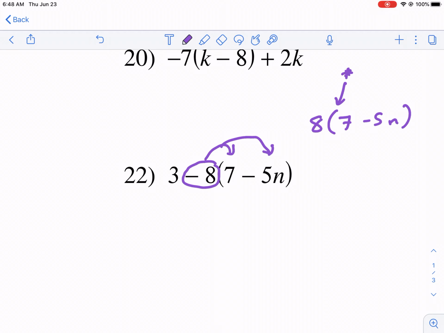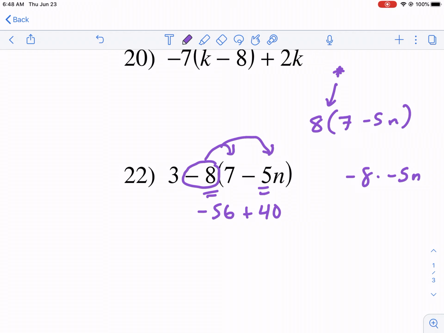So I have negative 8 times 7, negative 56. Negative 8 times negative 5n, that's positive 40n. If I multiply negative 8 times negative 5n, what I need to do is just multiply the numbers first and then just leave the n by itself. So I have negative 8 times negative 5 is positive 40, and then I just leave the n on there. So that's how you multiply, in case you didn't know that.